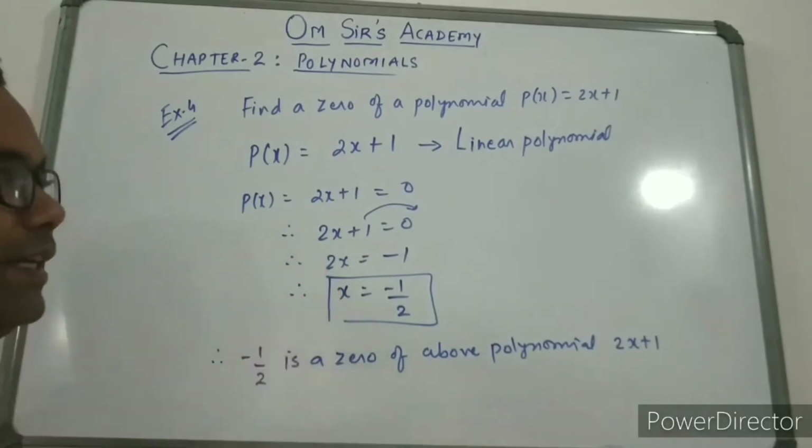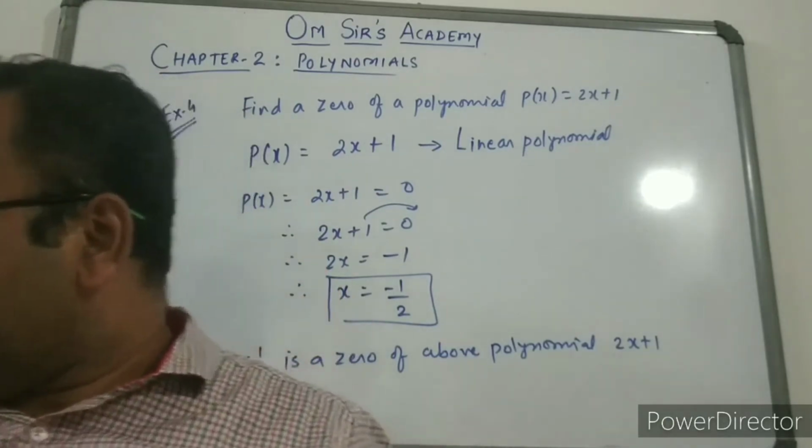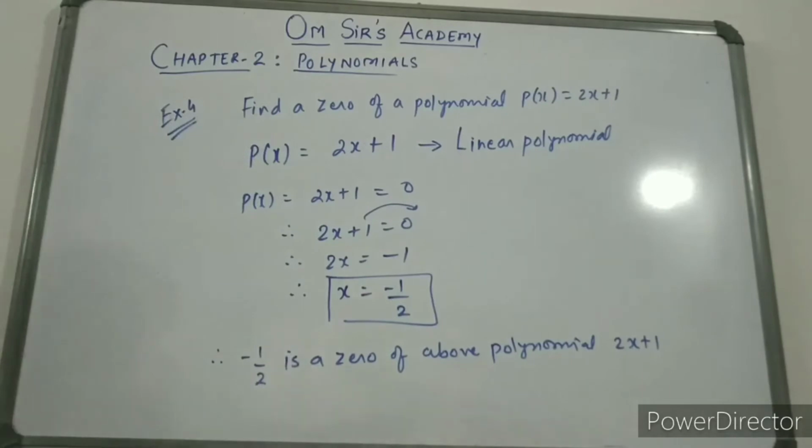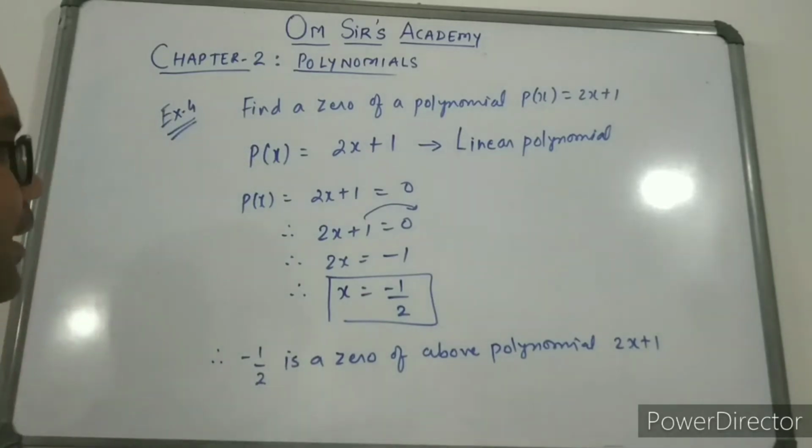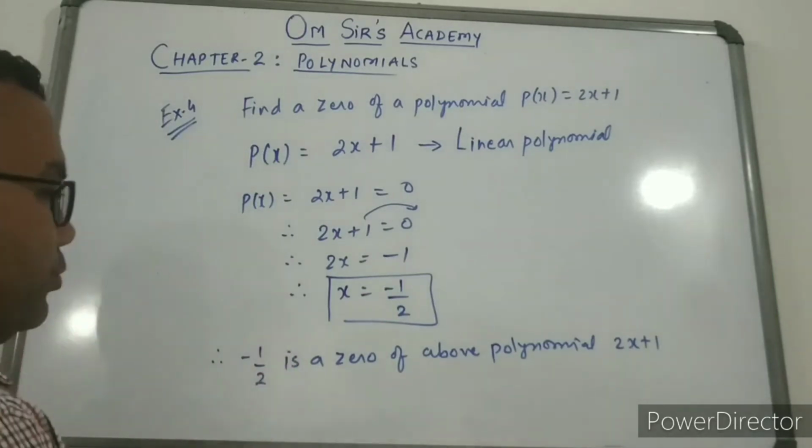Now friends, from this we get a very clear idea that whenever there is a linear polynomial, we can directly assume what can be the 0.